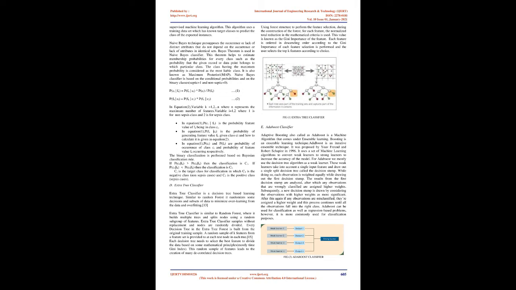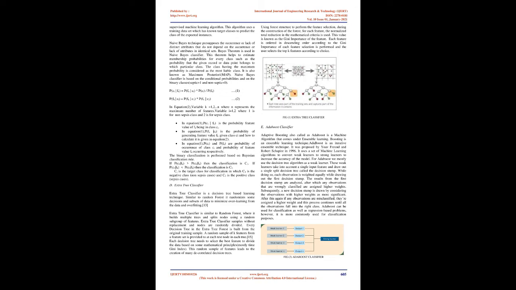C. Gaussian naive Bayes. Naive Bayes classifiers are collections of classification algorithms which are based on Bayes' theorem. It is a supervised machine learning algorithm. This algorithm uses a training data set which has known target classes to predict the class of the expected instances. The naive Bayes technique presupposes the occurrence or lack of distinct attributes that do not depend on the occurrence or lack of attributes in identical sets.